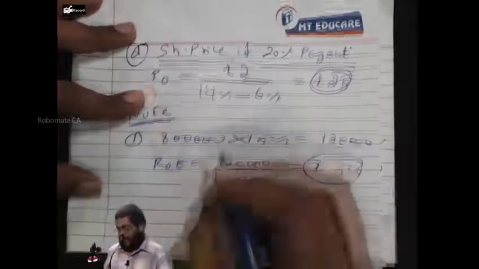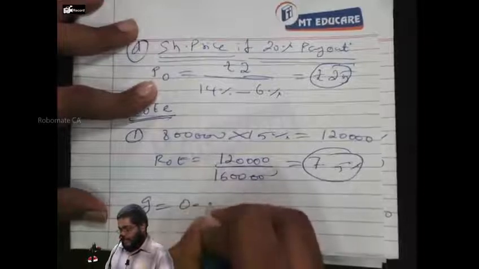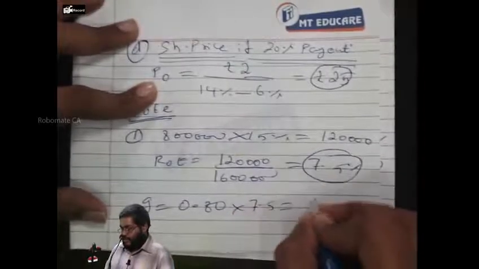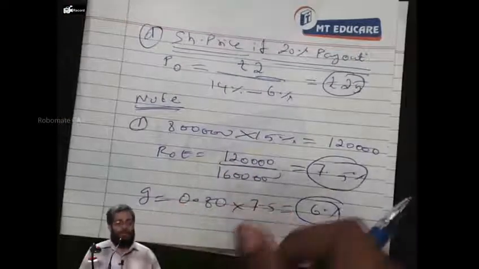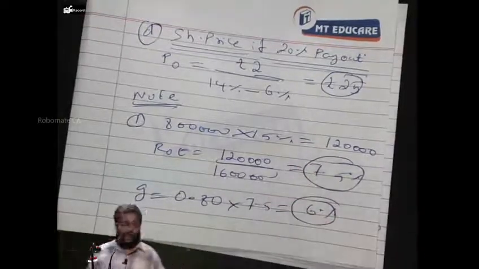In that case, the growth rate will not change. B is how much? 0.8. And what is the return here? 7.5 gives how much percentage here? 6%. What I want to tell you is, the more I retain, the more I grow. Yes or no? Are we following the principle or not?